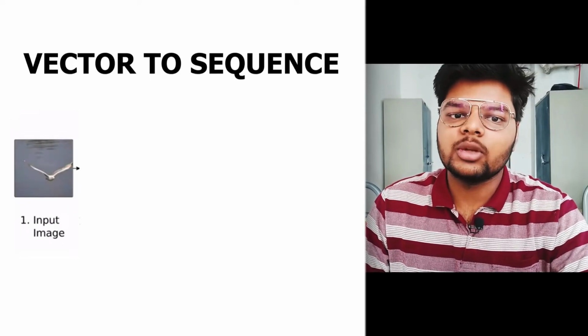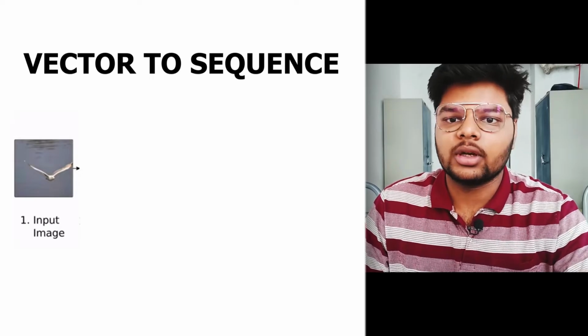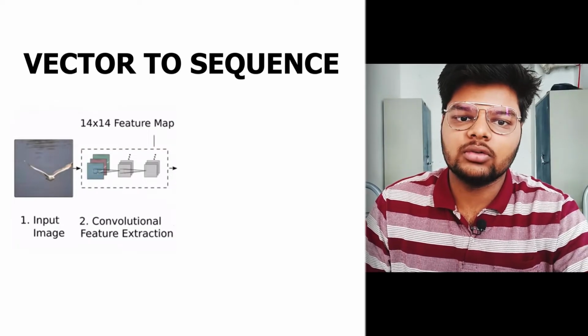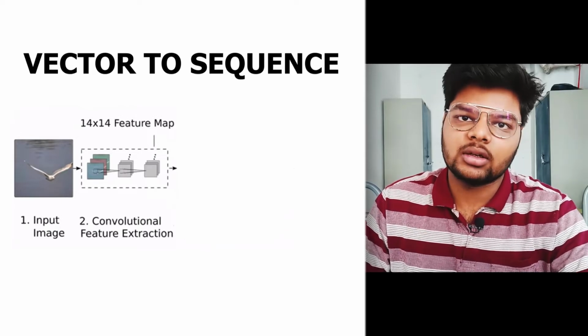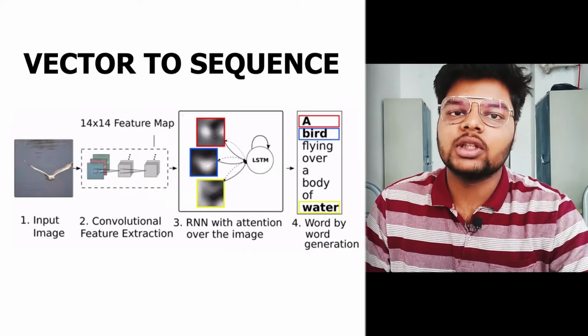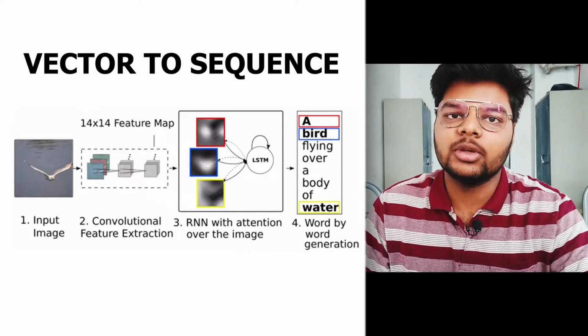Here the given input image is first converted to a vector or matrix and then passed into a convolution to extract the features, and this output is then passed into the RNN network which finally produces a sequential output for describing the image word by word.